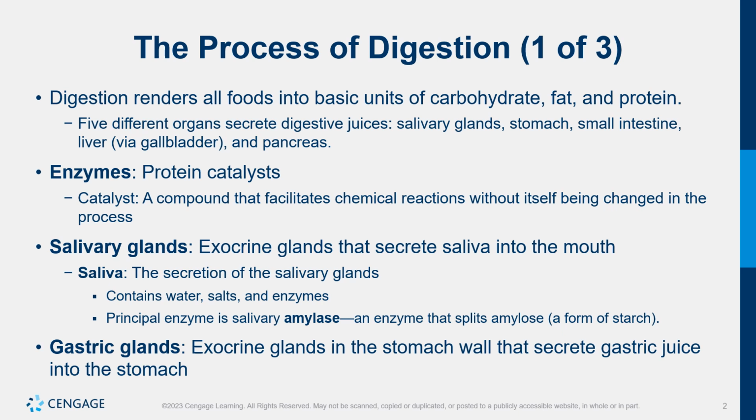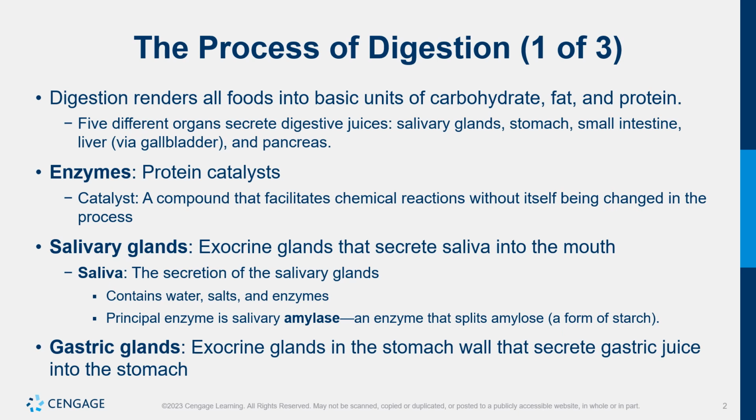Enzymes are essential to digestion. They are made up of protein and they are catalysts. And a catalyst is a compound that facilitates chemical reactions without itself being changed in the process. So an enzyme essentially speeds up digestion and is not changed as it is doing that. It is then, in many cases, available to be used again to continue the digestive process.